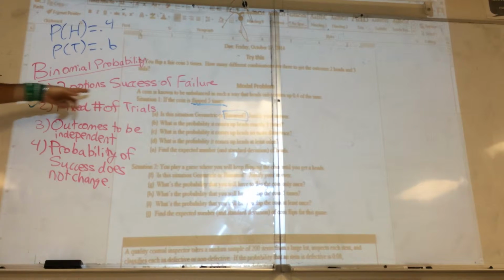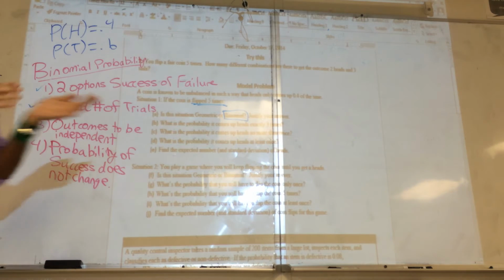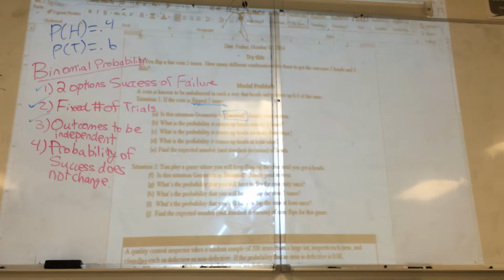There are only 2 options, success or failure. Success, I flip a heads. Failure, I get a tails. This is met. Number 3, the outcomes are independent. Flipping a head the first time has no effect on the second time. And the probability of success doesn't change. It appears that the coin remains unbalanced throughout the whole 5 flips. I'm not all of a sudden going to make it a regular fair coin. All 4 conditions are met.